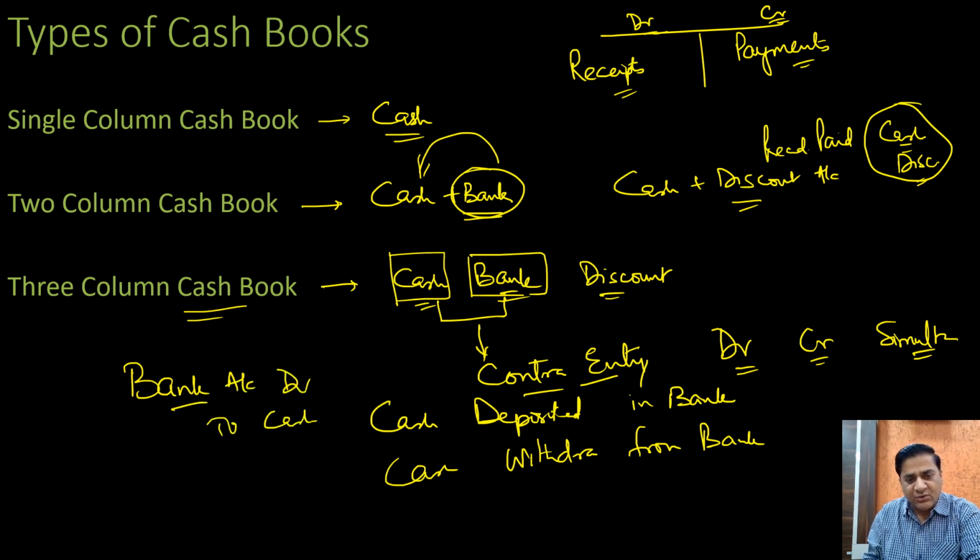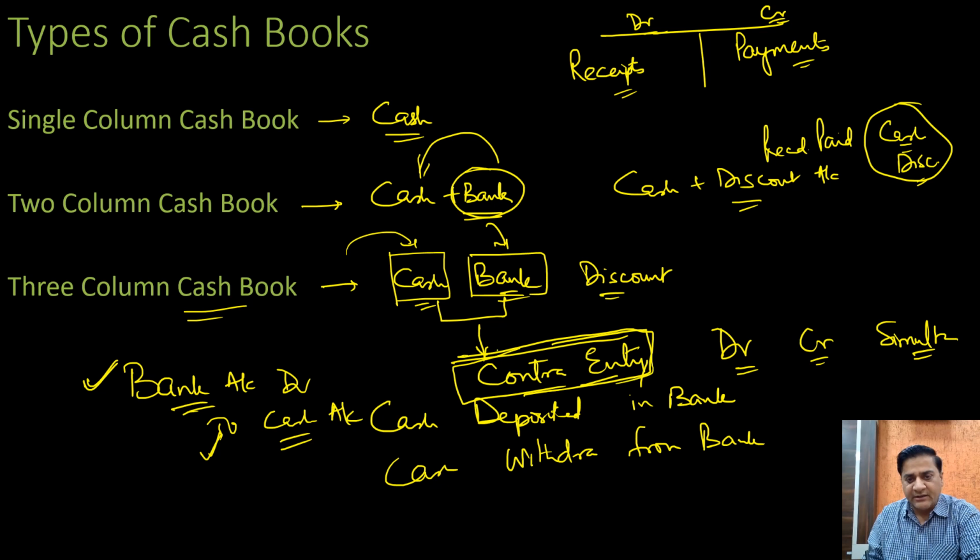So one account is being debited, the other account is being credited, and both these accounts form a part of this cash book. So the cash book has to be debited under the bank column, it has to be credited under the cash column simultaneously. So this type of entry would be called a contra entry. We'll see how to pass a contra entry in the example today, right?